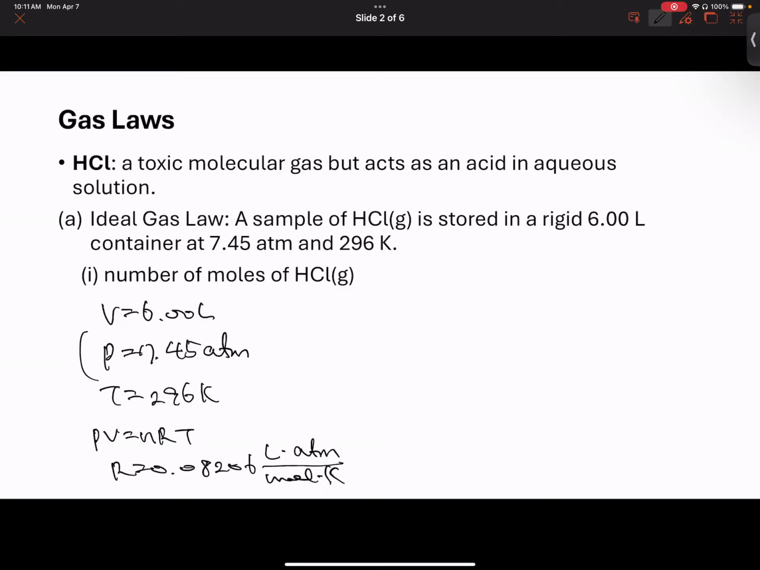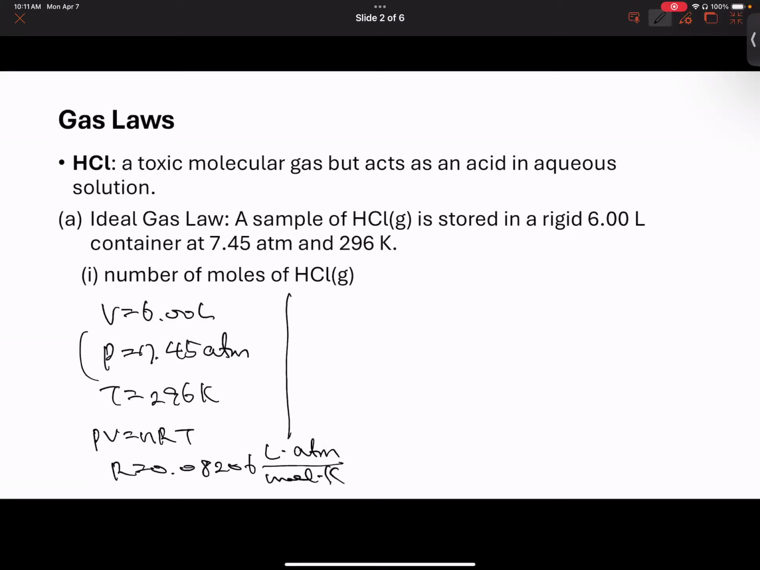So we need to represent pressure in atm units. If it is given in millimeters of mercury or torr, we need to convert it into atm first. And volume must be in liters. And moles must be mole, and most importantly temperature must be in absolute Kelvin units. If the temperature is given in Celsius, convert it to Kelvin by adding 273.15. Okay, we are ready, everything is given.